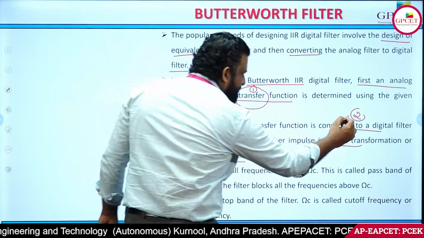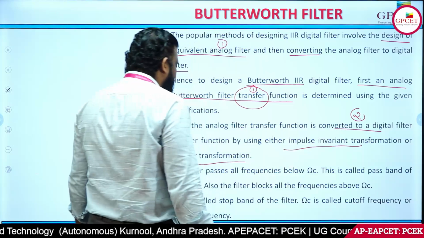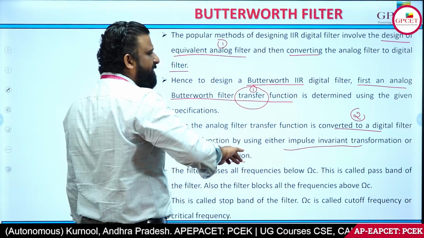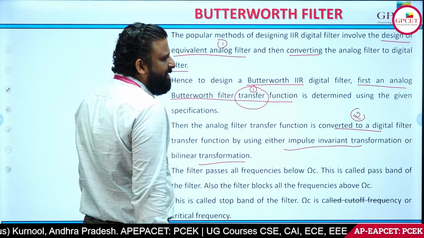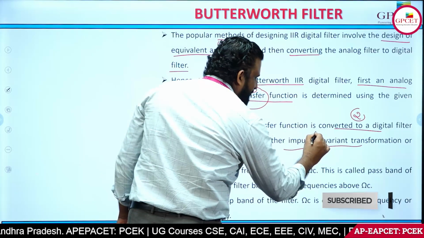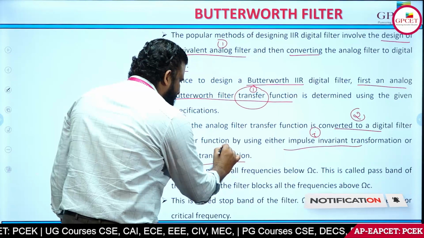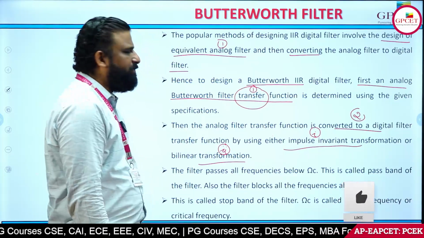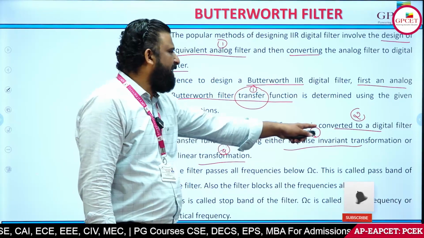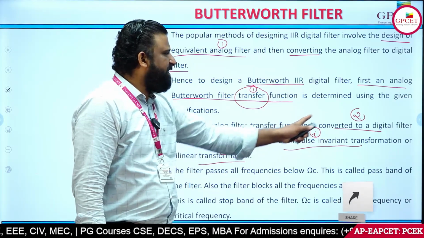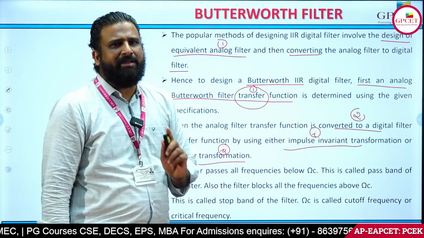So in this second step, what are the techniques we are using to convert that analog transfer function into a digital filter? The first one is the impulse invariant transformation, and the second is the bilinear transformation. With the help of these two techniques, we are converting that analog transfer function into the digital filter. I think you have got a clear point.